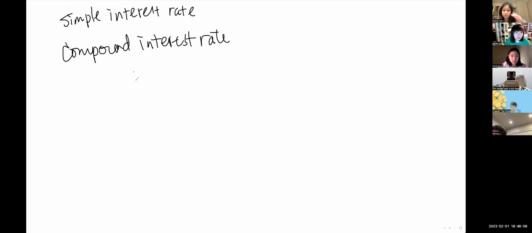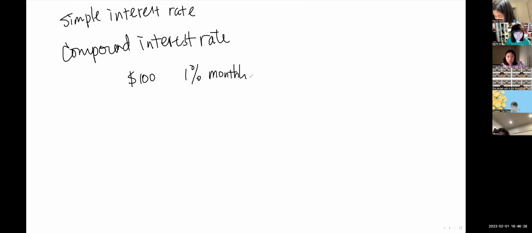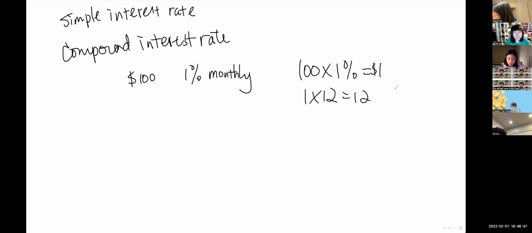Let's give Samuel's example first. Samuel has $100 as the principal. Let's do 1% monthly. So at the end of the year, how much money will Samuel collect from the bank? Because it's 1% monthly, 112. Very good. Every month, Samuel will get $1 from the bank. For the whole year, it's $1 times 12 equals $12, plus the 100, so it's going to be 112. That is simple interest.